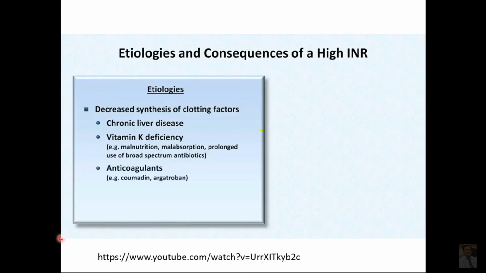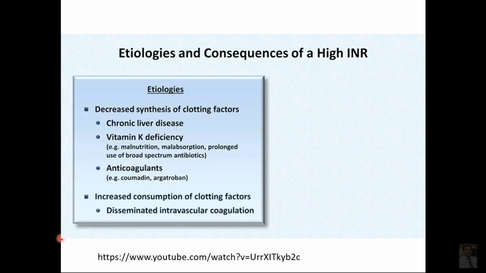In addition, anticoagulants, specifically Coumadin and Argatroban, can affect the INR. And finally, in addition to decreased synthesis of clotting factors, an increased consumption of clotting factors, as seen in DIC, can also lead to a high INR.